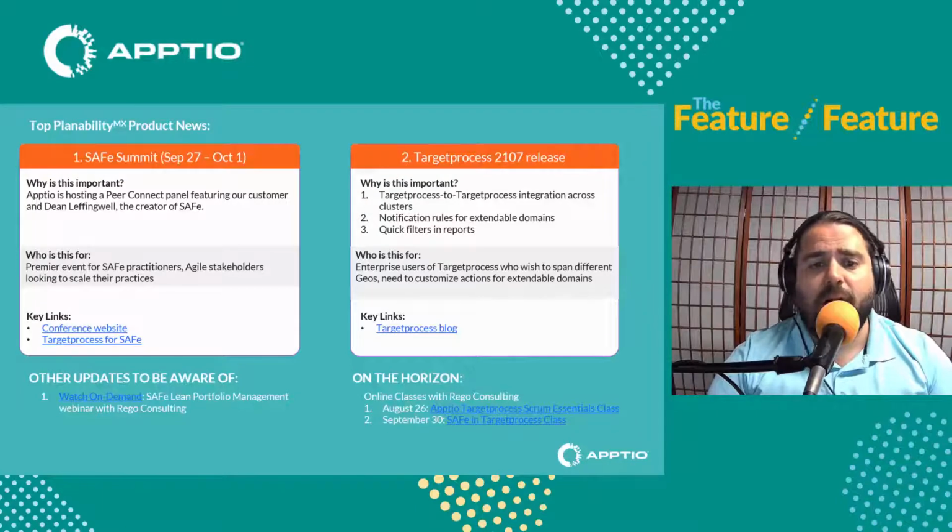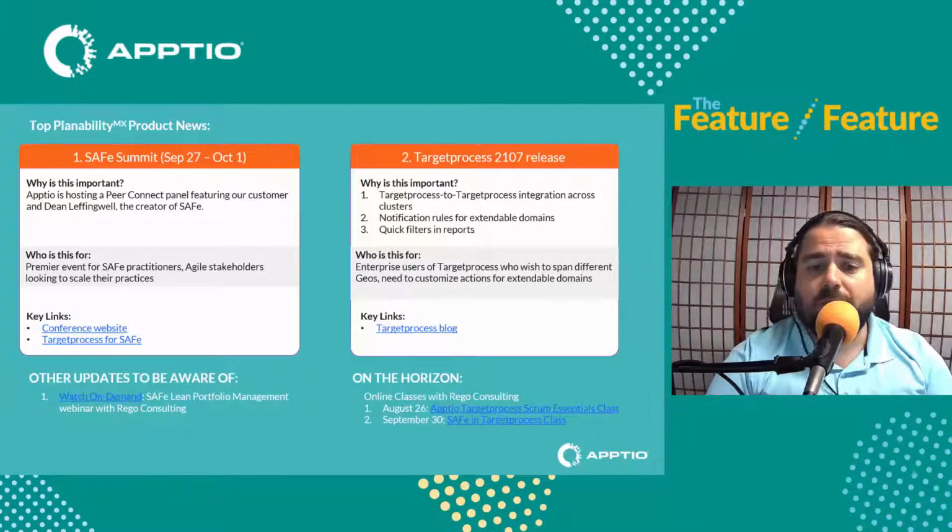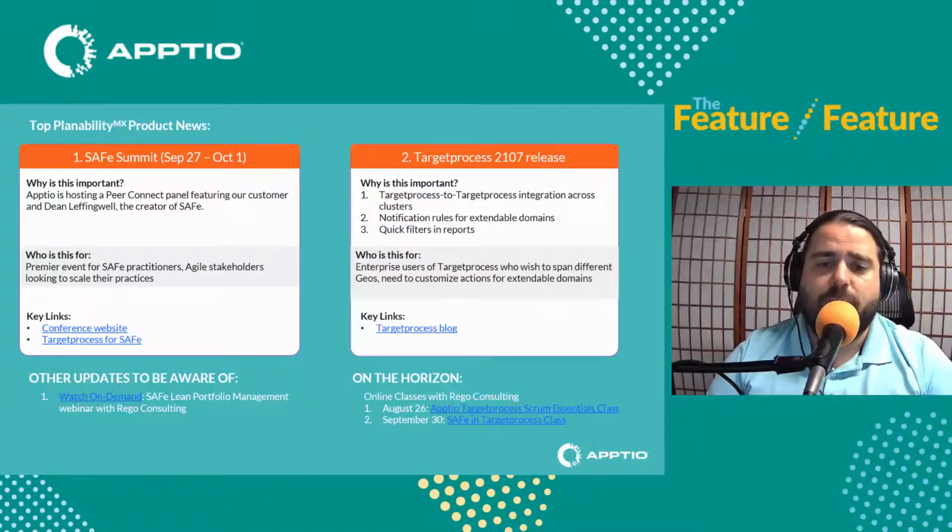And then one of these has already been recorded, but on August 26th, there's a Target Process Scrum Essentials class that we did with Rigo. And on September 30th, there's the SAFe Principles and Target Process class with them as well. Now, for the 2107 release for Target Process, also really good news.